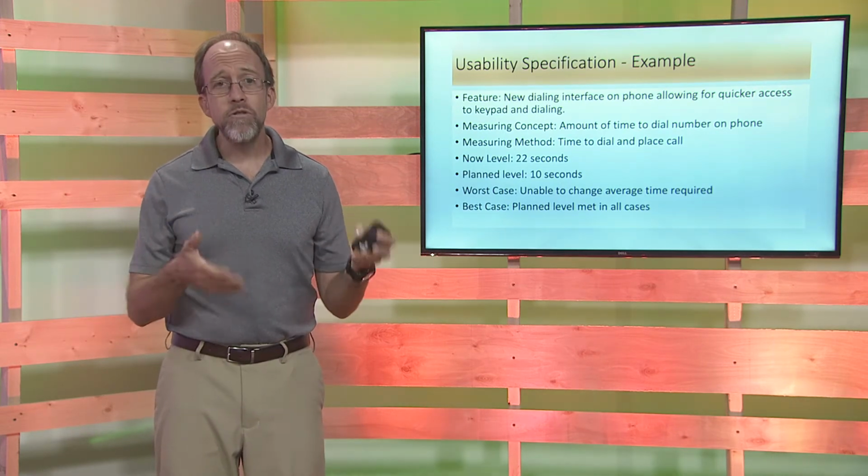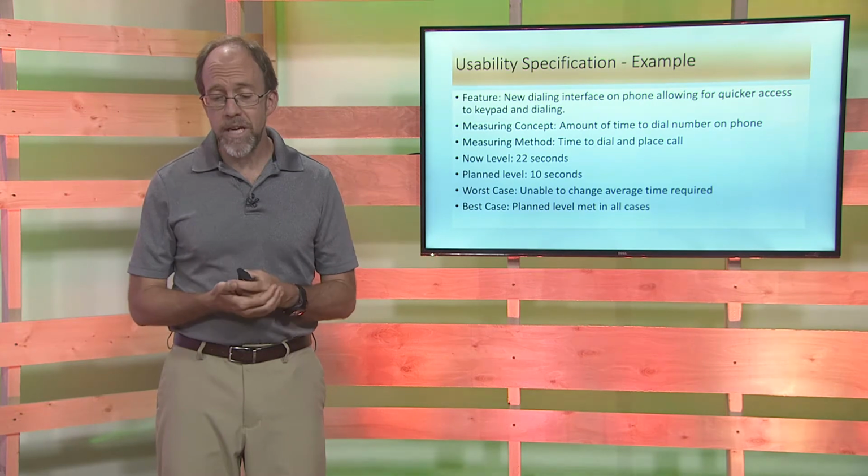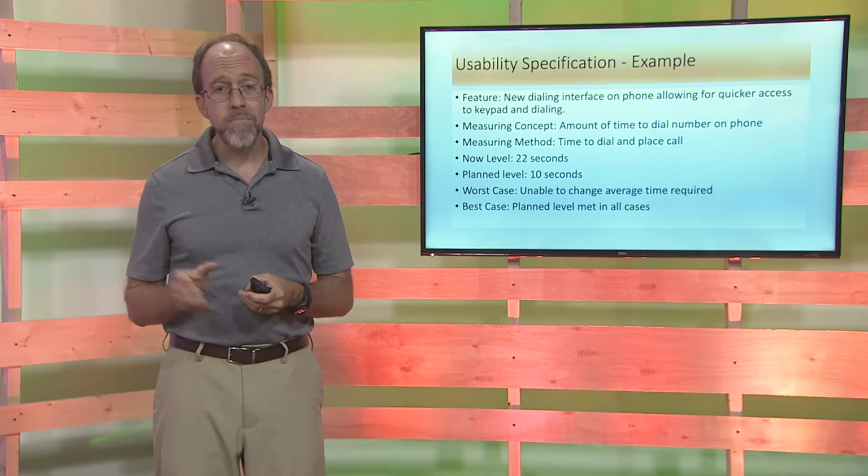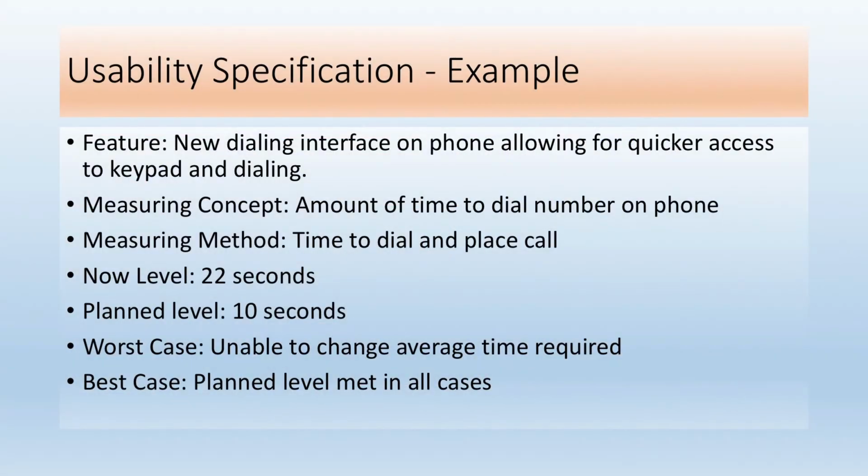I've got a usability specification. My usability is going to be quicker access to the keypad. That is a good something that I can measure. And the way that I'm going to measure it is amount of time. I've got a current state and I've got a planned state, somewhere where I want to be, 22 seconds to do it versus 10 seconds to do it.